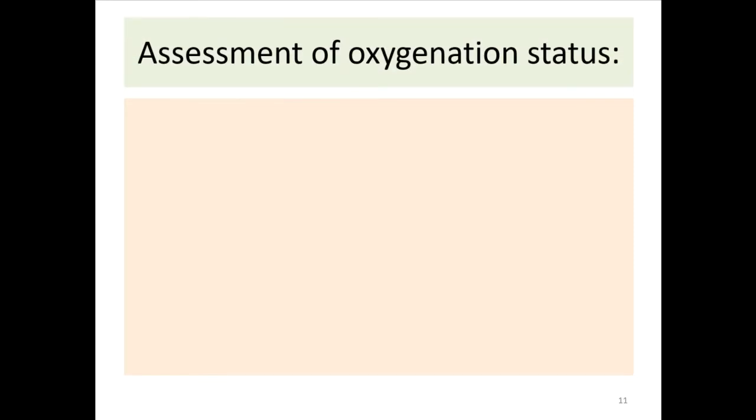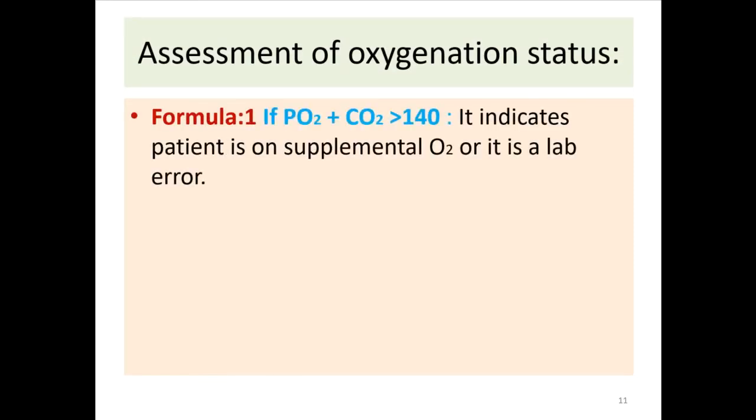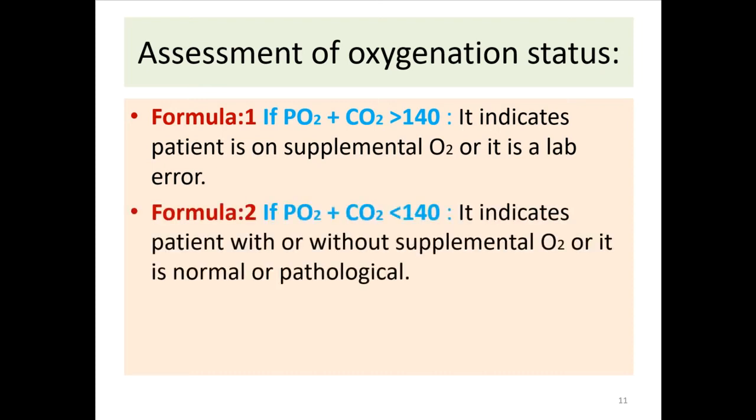Assessment of oxygenation status. Formula 1: if PO2 plus PCO2 is more than 140, it indicates the patient is on supplemental O2 or it is a lab error. Formula 2: if PO2 plus PCO2 is less than 140, it indicates the patient, with or without supplemental O2, has a normal or pathological state.